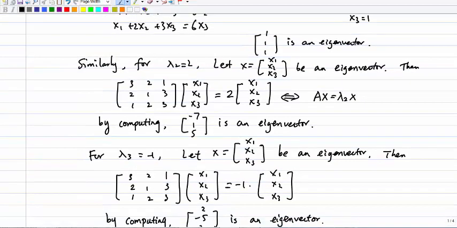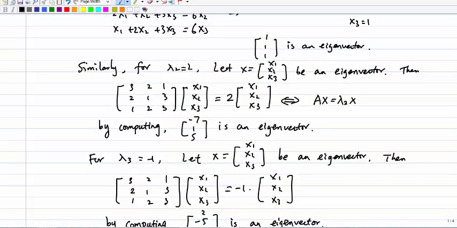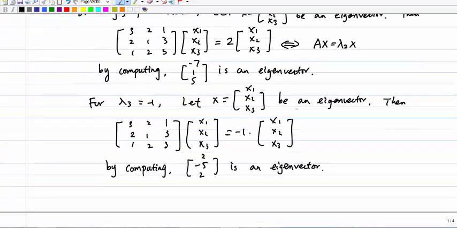Similarly, for lambda 3 being -1, follow the same way. I don't want to go into too much detail about this. What we end up having is an equation Ax3 equal to lambda 3 x. So you plug in the A, you plug in your x and lambda 3 = -1, so you actually have 3 linear equations, and you can compute one solution. Only one solution will be fine.